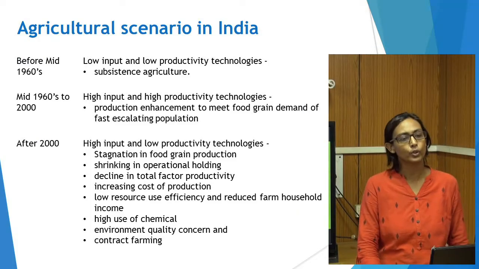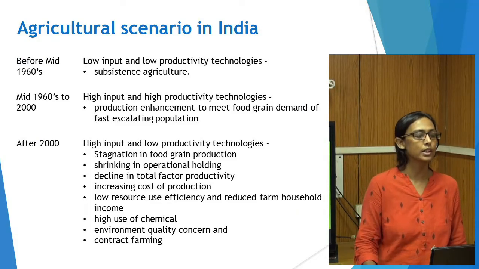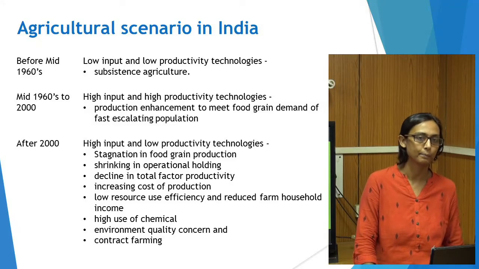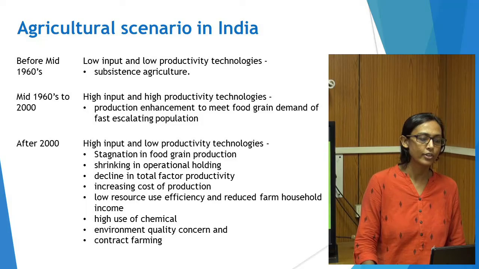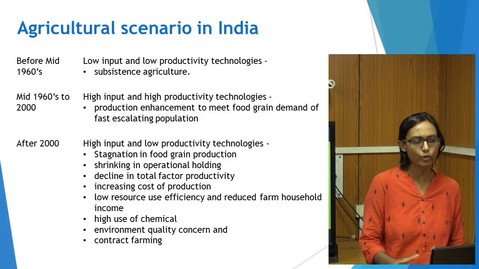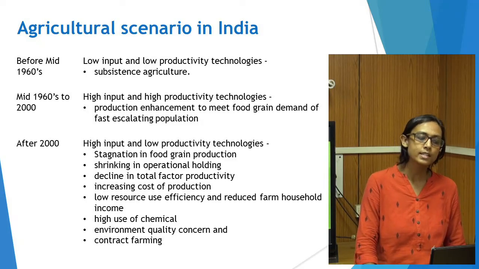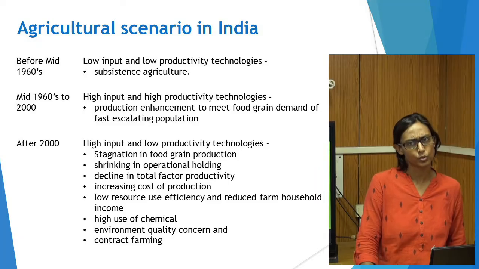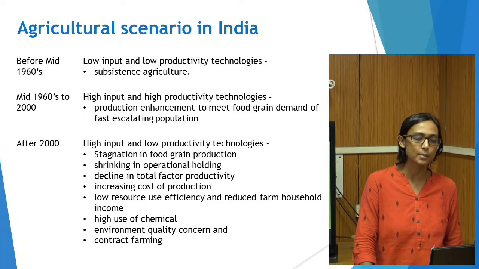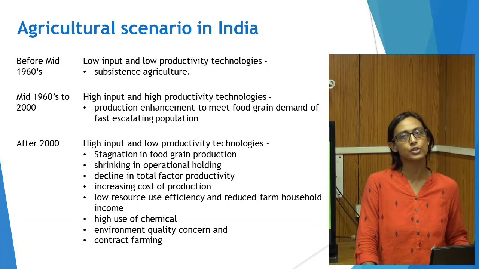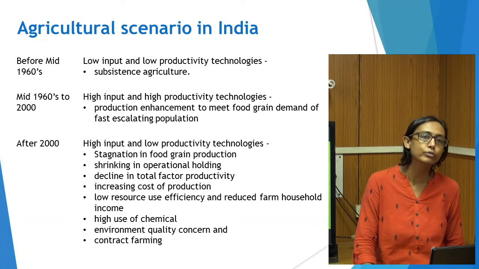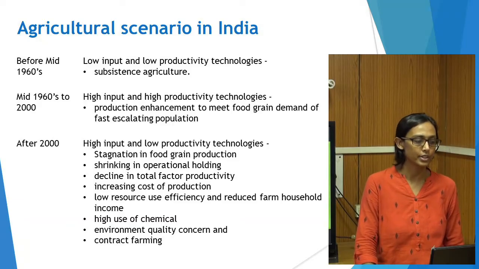So now, before coming to sustainable agriculture, we should understand the agriculture scenario in India. The agriculture scenario in India can be divided into three parts. First one is before mid-60s, which was when low input and low productivity technologies were being used, and subsistence agriculture was followed, where farmers were able to produce just sufficient for themselves and there was not enough food for the people in country.